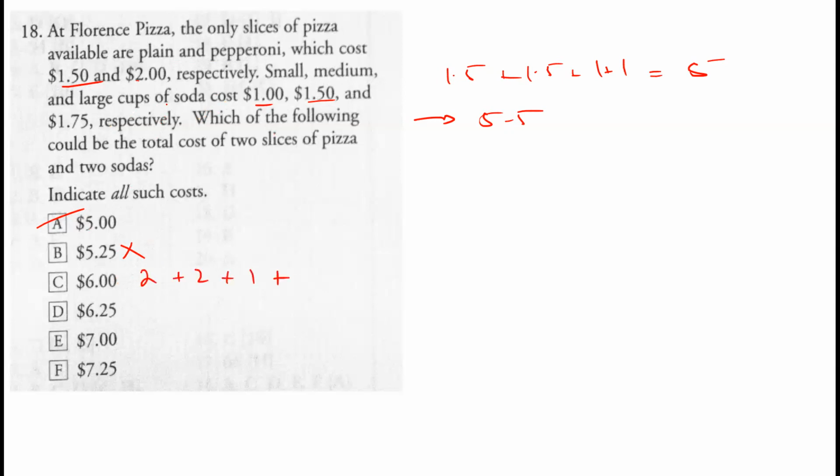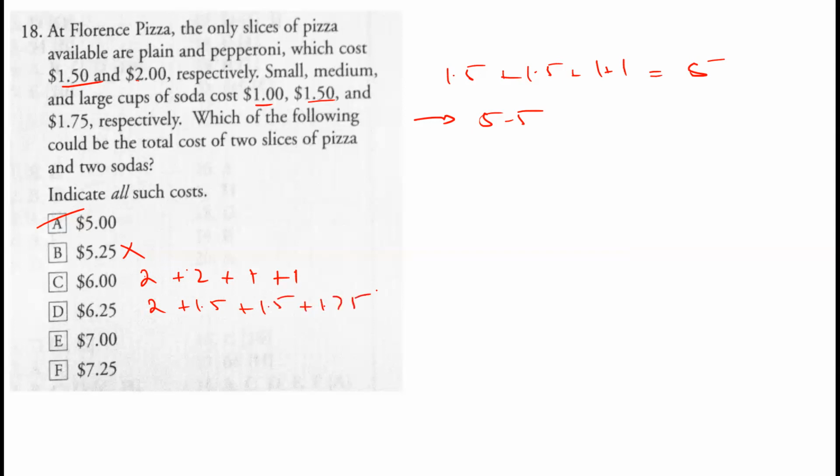We can have 2 pepperoni pizza and 2 small sodas. Is there a possibility of having a 6.25? Do we have a possibility of having a 6.25? So we can have 2, we can have 1.5, we can have 1.5 again, and 1.75.